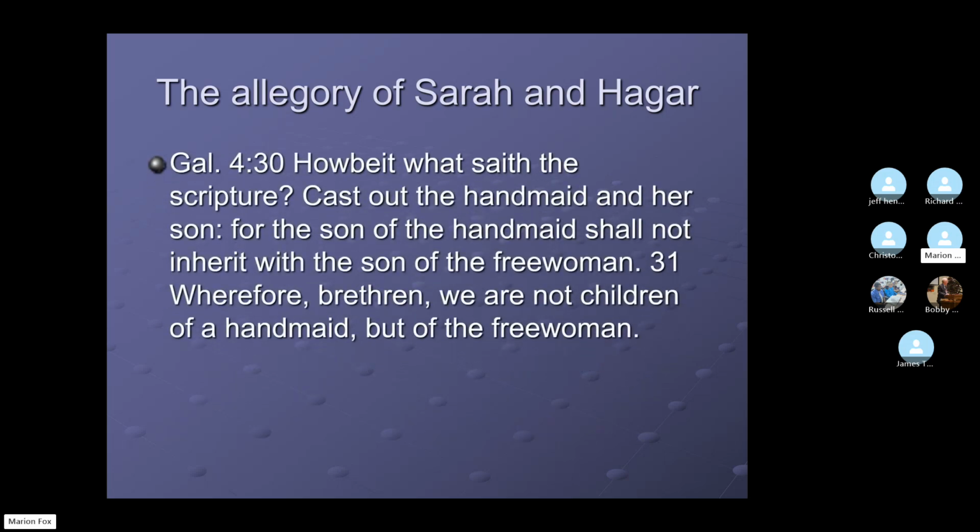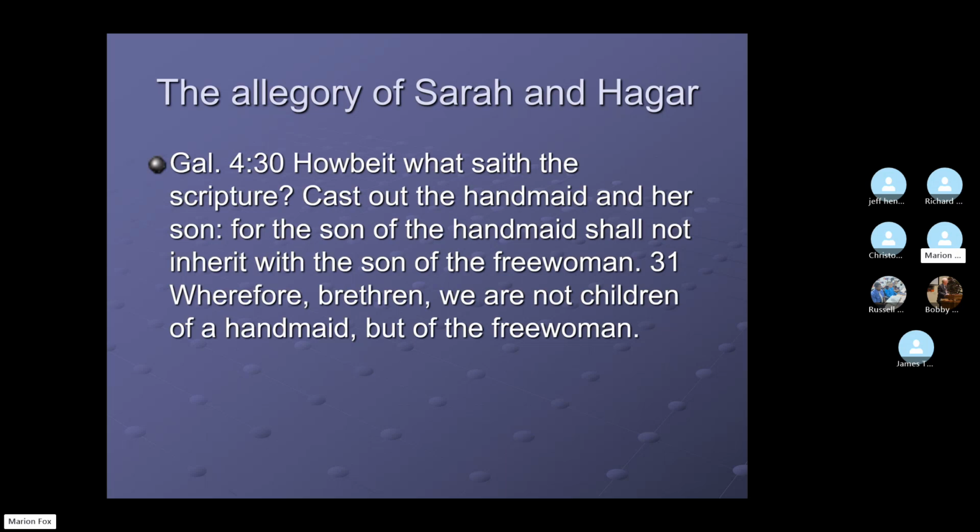And what saith the scripture? Cast out the handmaid and her son. Who said this? This is Sarah. It says, cast out that handmaid with her son, for the son of the handmaid shall not inherit with the son of the free woman. She won't inherit your inheritance. So Abraham gave a good sum of money to Hagar and Ishmael and sent them away. And wherefore, brethren, we are not children of the handmaid, but of the free woman.